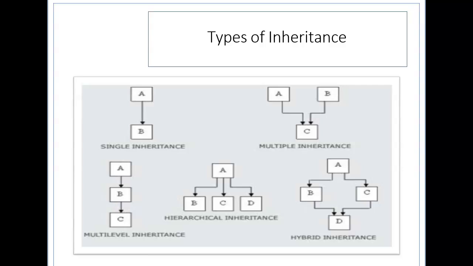The fourth diagram, if you can see, that is hierarchical inheritance where there can be multiple child classes which are inheriting from the same parent class. So A is the parent class, single parent, and it can have three kids like B, C, D, three child classes B, C, D.